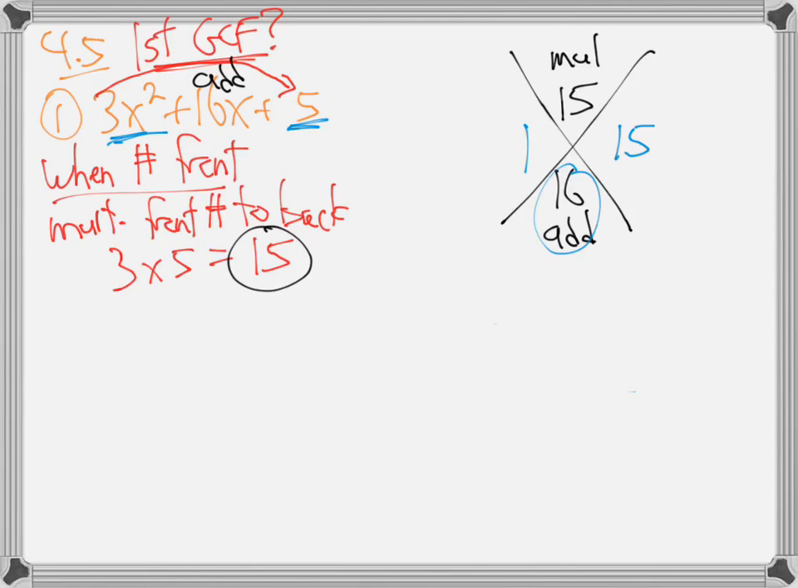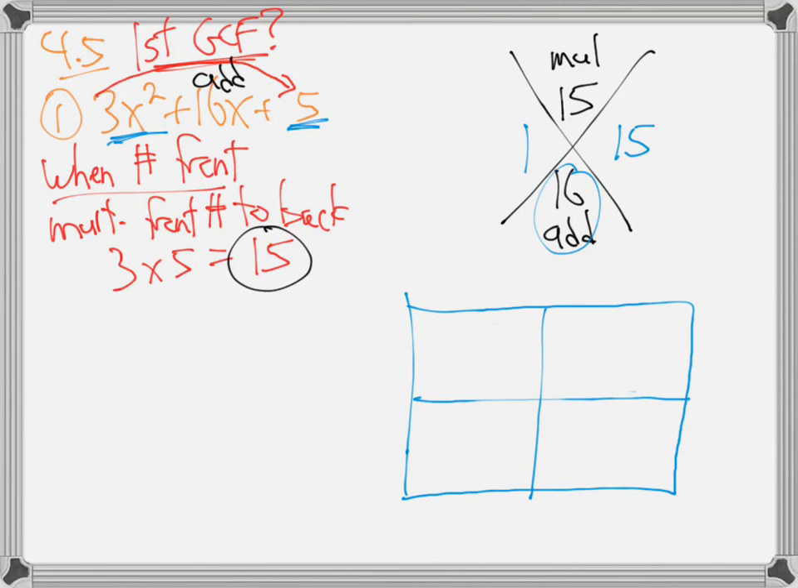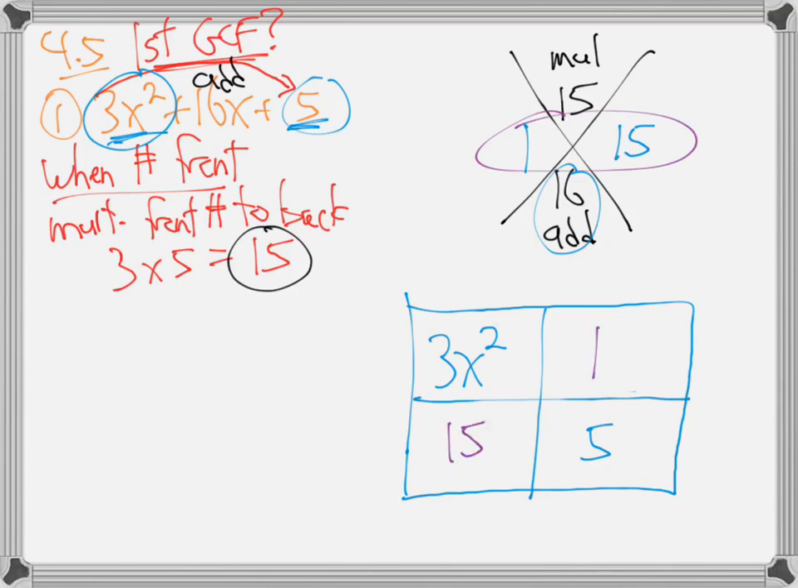What do we have left to do? Well, basically, what you can do now is do that box thing I was talking about. Just make the big box and put the front number, the 3x squared, and the back number, the 5. And now, the 2 numbers that you put in the diagonal spots are these 2 that you got. Either order, 1 and 15, 15 and 1, whatever. This making sense so far?